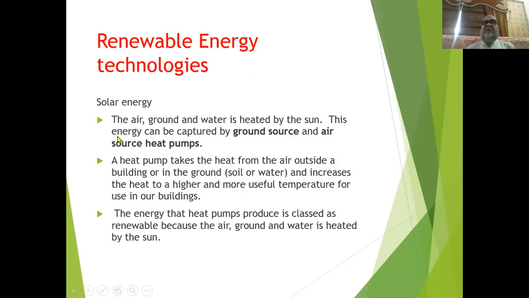We continue with solar energy. This energy, where the ground and water are heated by the sun, can be captured by ground source and air source heat pumps. Heat pumps take heat from the air outside a building or from the ground and increase the heat to a higher and more useful temperature for use in our buildings. The energy that a heat pump produces is classified as renewable because the air and groundwater are heated by the sun.